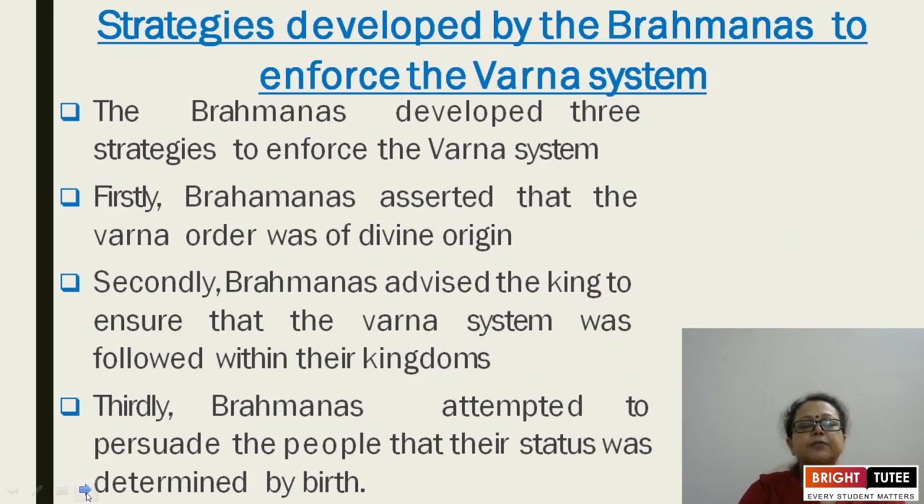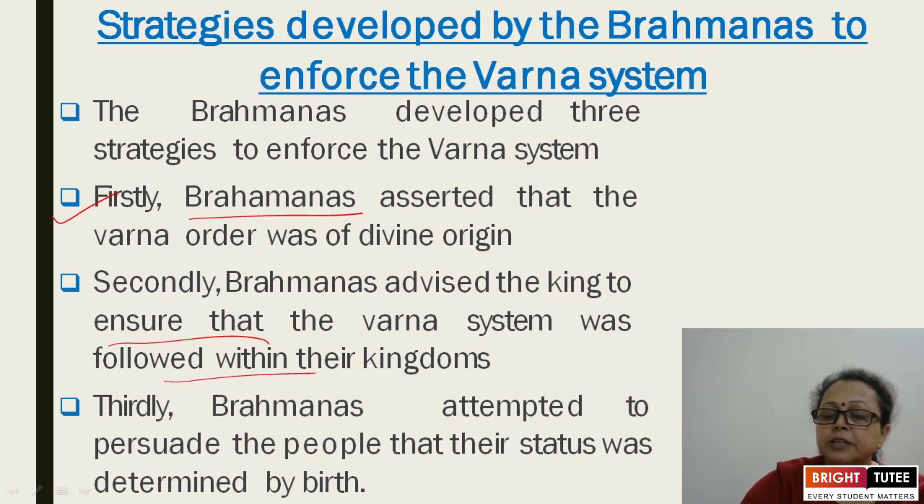Then the strategies developed by the Brahmins to enforce the Varna system. The Brahmins developed three strategies. Firstly, the Brahmins asserted that the Varna order was of divine origin, as we just discussed in the previous slide. Secondly, the Brahmins advised the kings to ensure that the Varna system is followed within their kingdoms. And thirdly, they attempted to persuade the people that their status was determined by birth.